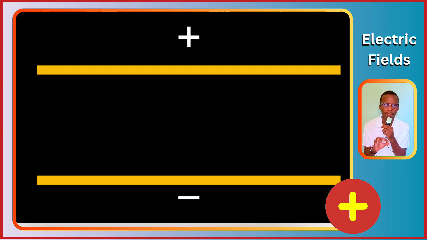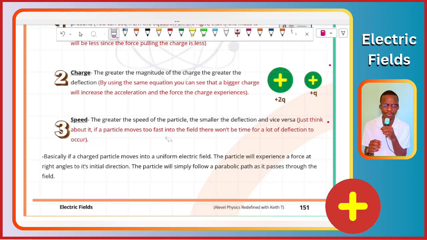Think about it. If you're going to project something very fast, there'll be very little time for you to actually experience some deflection, right? It's moving fast on its own. It doesn't really need a lot of deflection for it to occur. So because of that, the greater the speed, the smaller the deflection that you're going to encounter.